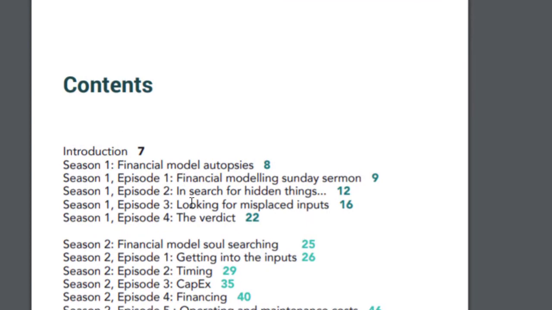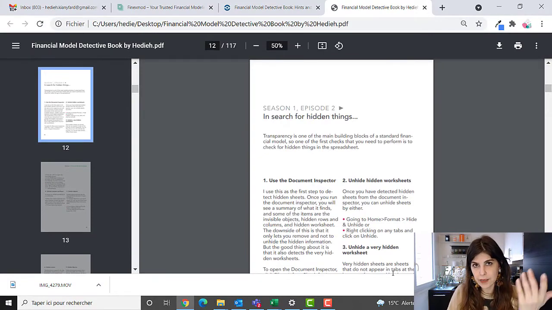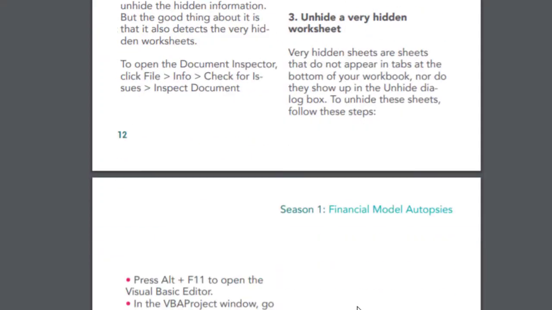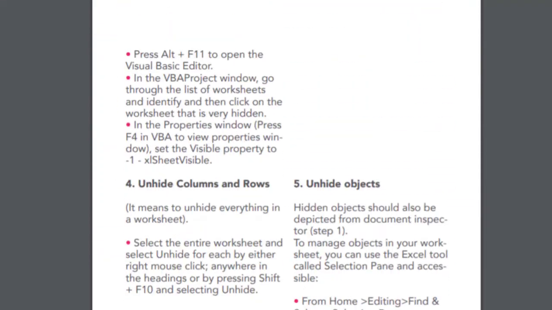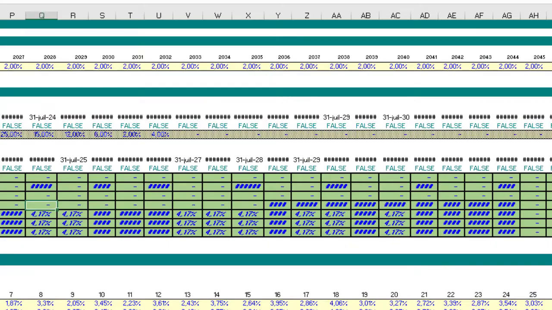And in the second episode of season 1, I talk about the search for hidden things. So you need to have your loupe and look for hidden things in a spreadsheet when you are doing your audit. And one of the things is hidden names, okay? In this chapter, I talk about the hidden things that you can look for, like hidden worksheets, hidden columns, hidden rows, hidden objects, and one is hidden names. That's the topic that I want to discuss today using this example here.